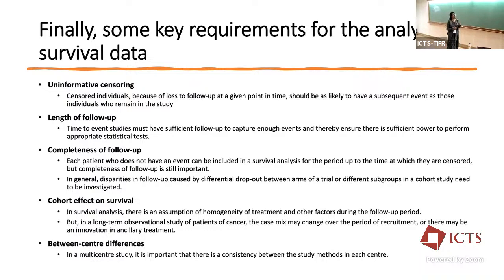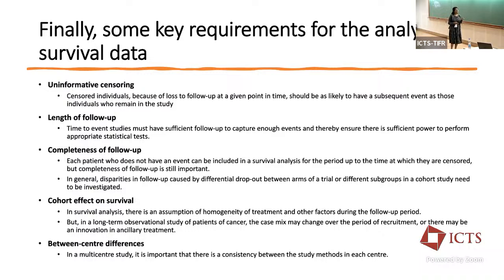enough time. Time-to-event studies must have sufficient follow-up to capture enough events, and therefore ensure there's sufficient power. You can't say that you're going to follow the patients over two months and then do that. Next, completeness of follow-up. Each patient who does not have an event can be included in a survival analysis for the period up to the time at which they are right censored, but completeness of follow-up is still important. In general, disparities in follow-up caused by differential dropout between arms of a trial or different subgroups in a cohort study need to be investigated.